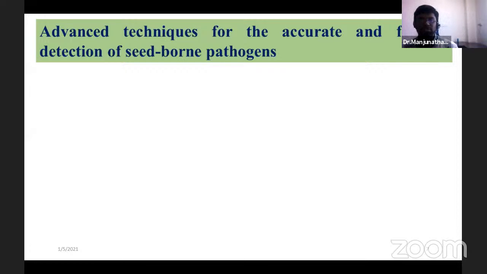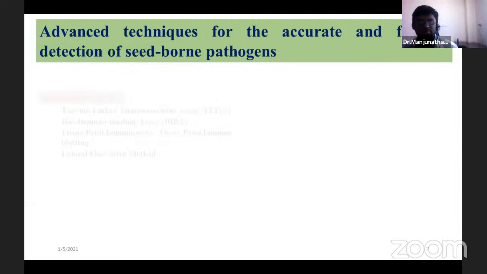Since then, it has been revolutionized. At that time, in 1957, it depended only on incubation, bioassay, and some serological methods. Now there is a time to advance the techniques with respect to seed health tests. There are so many advanced techniques. They are giving accurate results and they are very feasible in the detection of seed-borne pathogens. Even different countries have developed different methods.